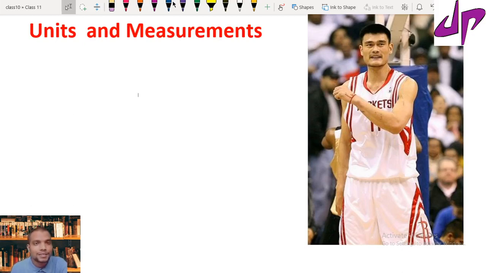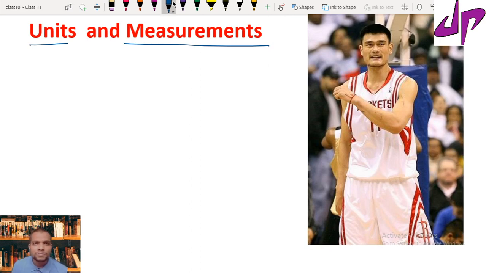Hi guys, today I would like to introduce a new concept: units and measurements. Units are very important in physics. Without a unit, whatever we say gives meaningless information.